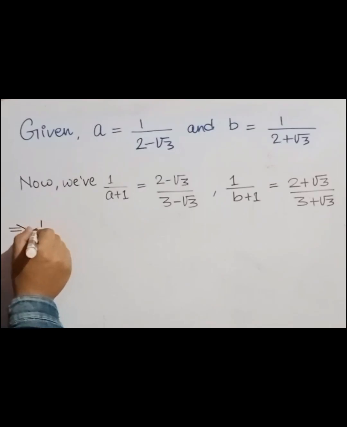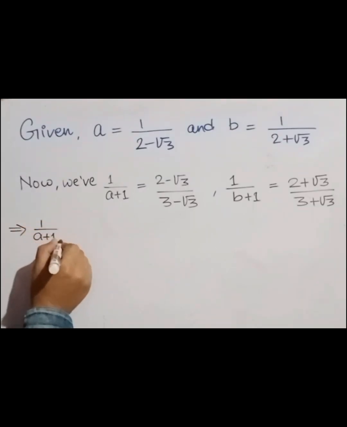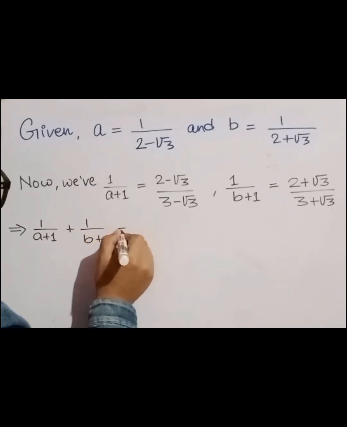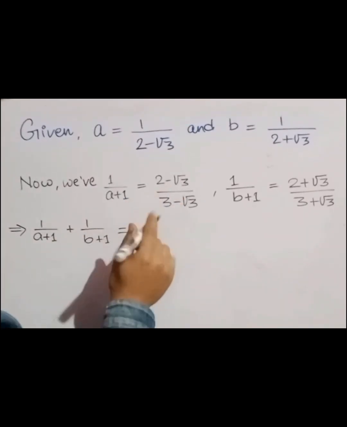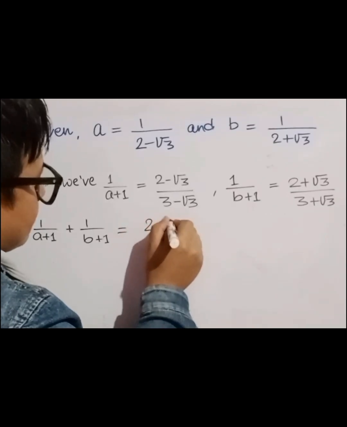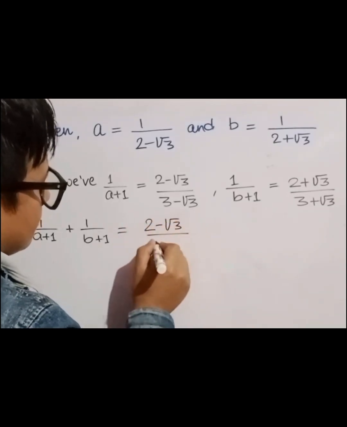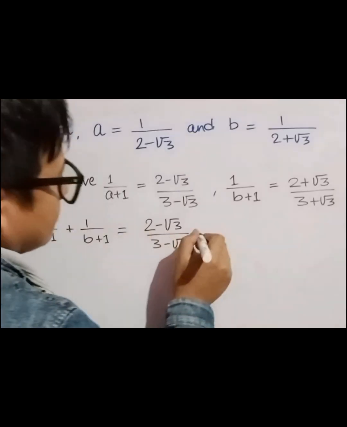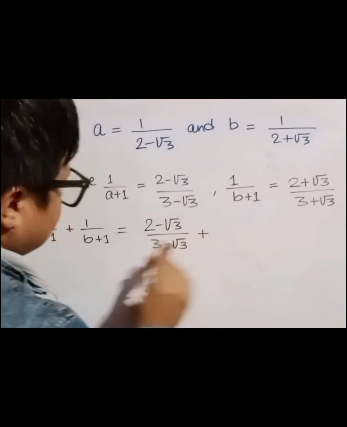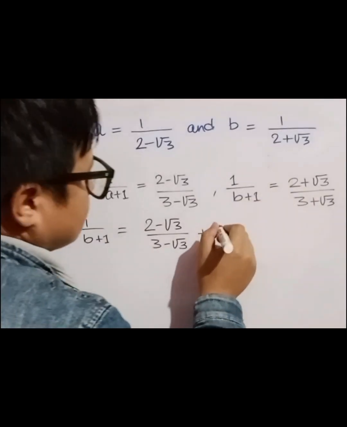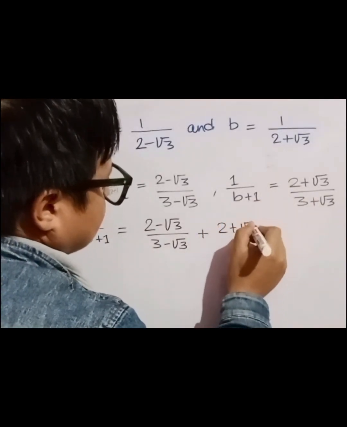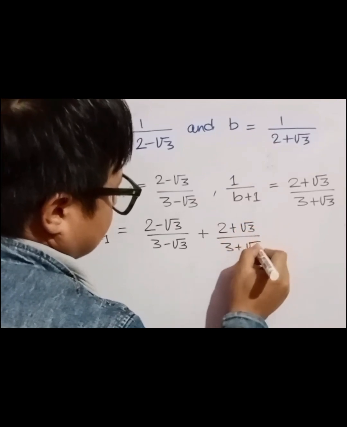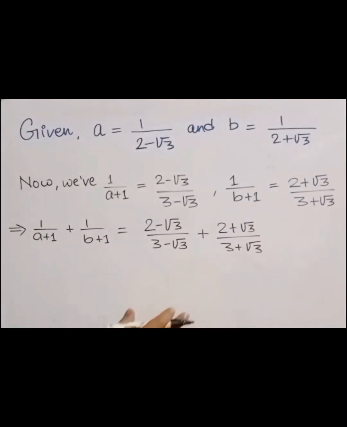Now let us calculate the value of the expression 1 upon a plus 1 plus 1 upon b plus 1. Let us put the values of 1 upon a plus 1 and 1 upon b plus 1, which are 2 minus root 3 upon 3 minus root 3 and 2 plus root 3 upon 3 plus root 3. Now we have to add these two fractions.